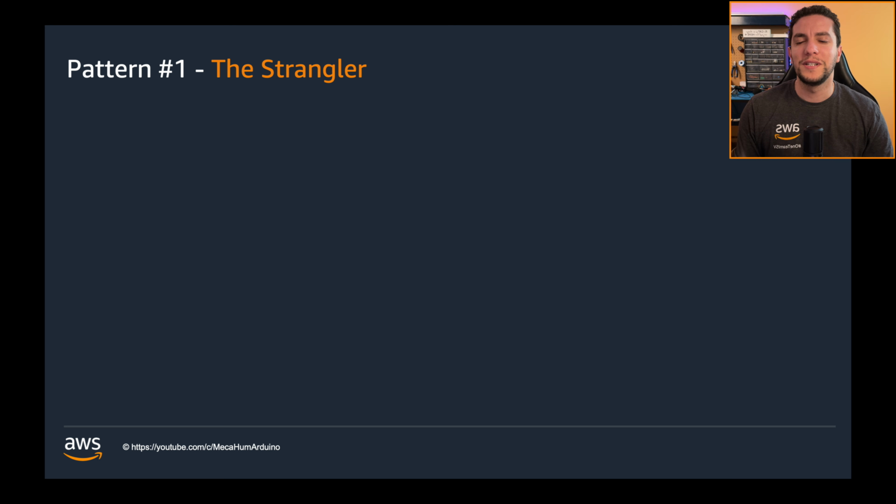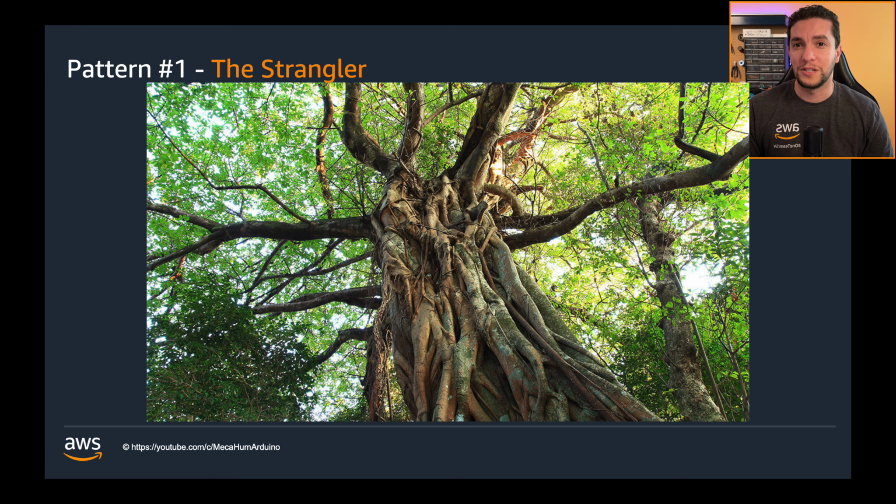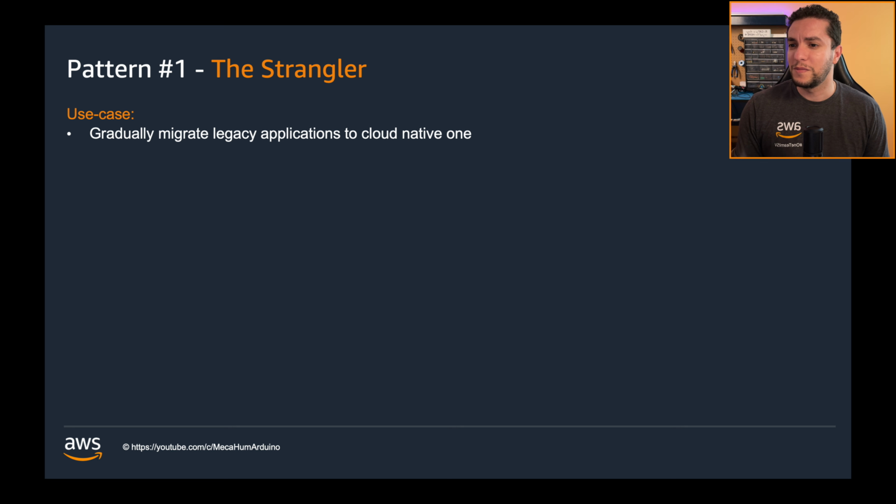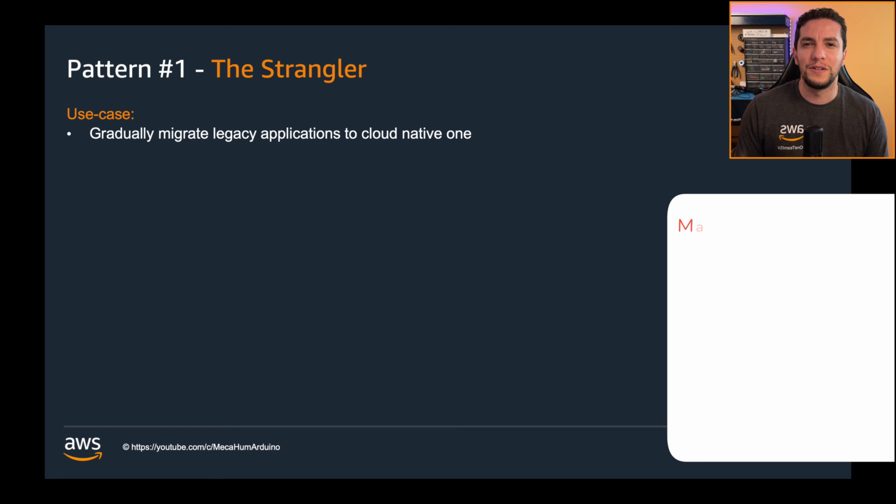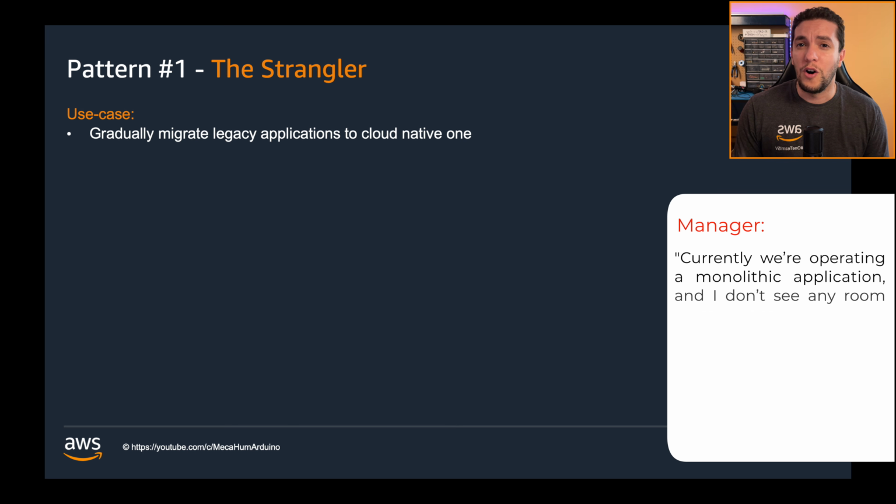By the way, the name Strangler pattern was inspired by Strangler fig trees. So we just talked about a use case where this pattern is best used when you're looking to migrate from on-prem to cloud, or if you've already done a lift and shift workload and you're looking to re-architect it to be more cloud native. But that might not be what you hear in a conversation with your manager or with your colleagues. Maybe they will say something along the lines of, currently we're operating a monolithic application and I don't see any room for serverless.